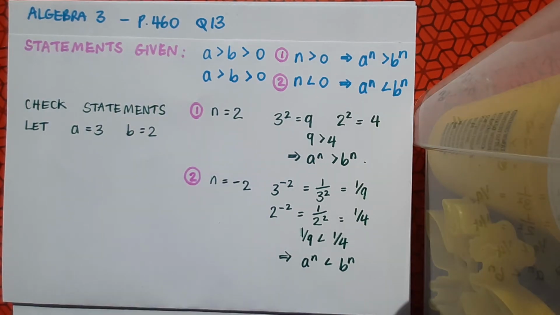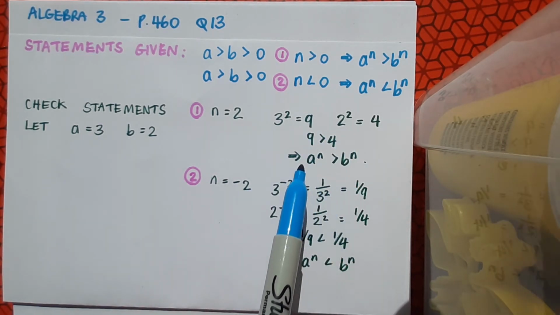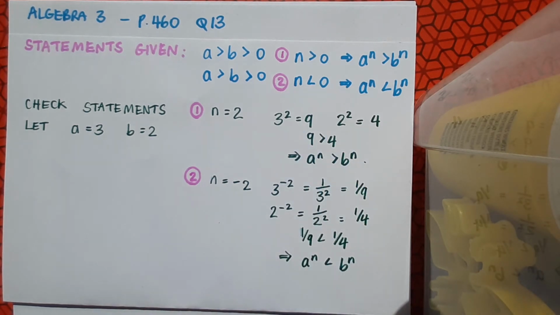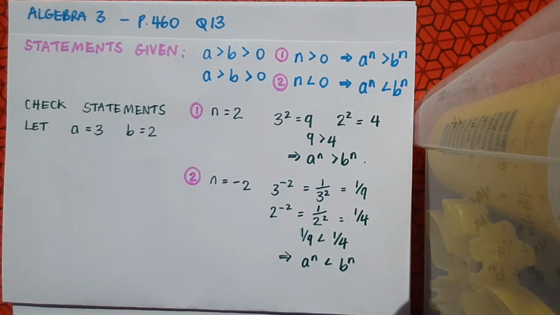Notice how in both cases here, I didn't fill in my 3 squared and 2 squared, for example, straight into this inequality statement. I evaluated both pieces of the statement first of all, checked the numbers, and then concluded with the statement as it had been given in the original question. So I'm only making the statement when I'm sure that it's correct.